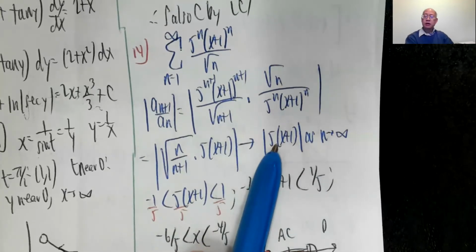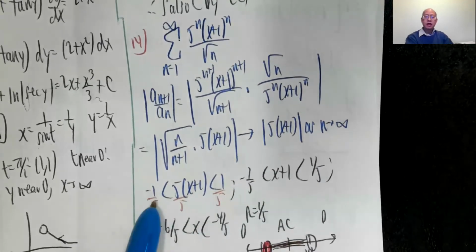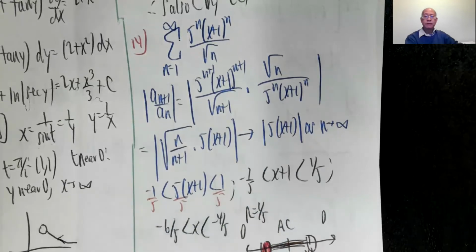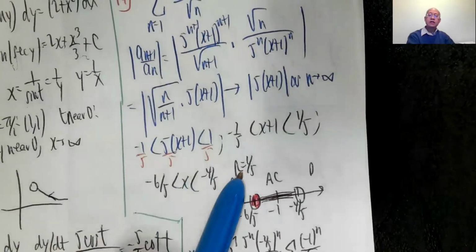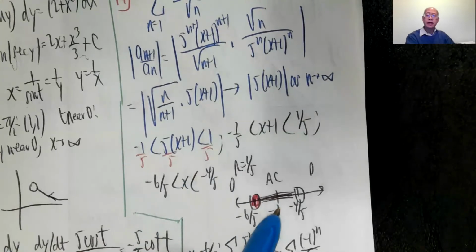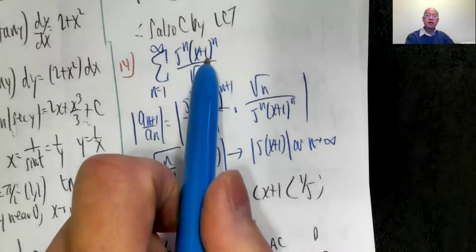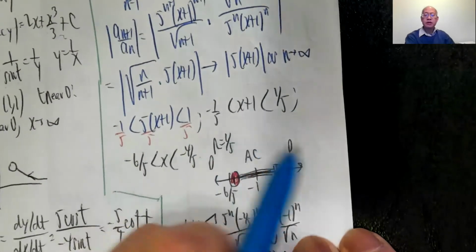That means for the convergent case, this is between negative 1 and 1. Divide by 5, subtract 1. X is between negative 6/5 and negative 4/5. So the radius of convergence is 1/5, centered at negative 1. We already knew we're centered at negative 1 at the start. So absolute convergence here, divergence here and here.